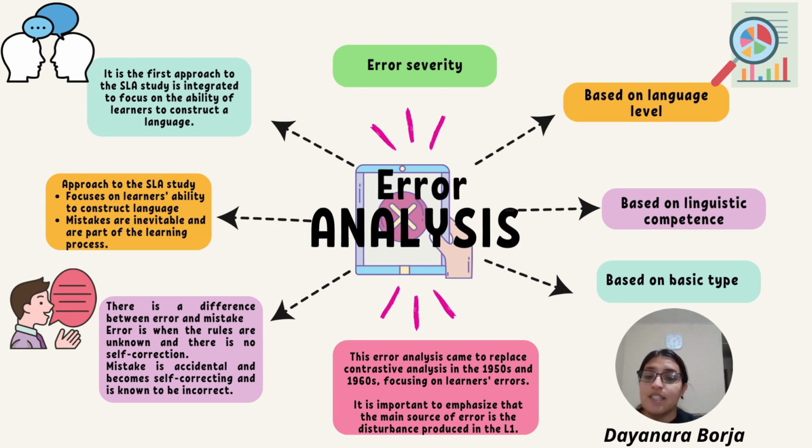There are types of errors. First, based on basic type: omission, addition, overgeneralization, or misinformation and misordering. Two, based on linguistic competence: overt and covert. Third, based on language level: phonological, morphological, and syntactic. And finally, error severity: local error and global error. Analysis based on additional bibliography mentions that error should come to be viewed in a positive way to develop language acquisition.